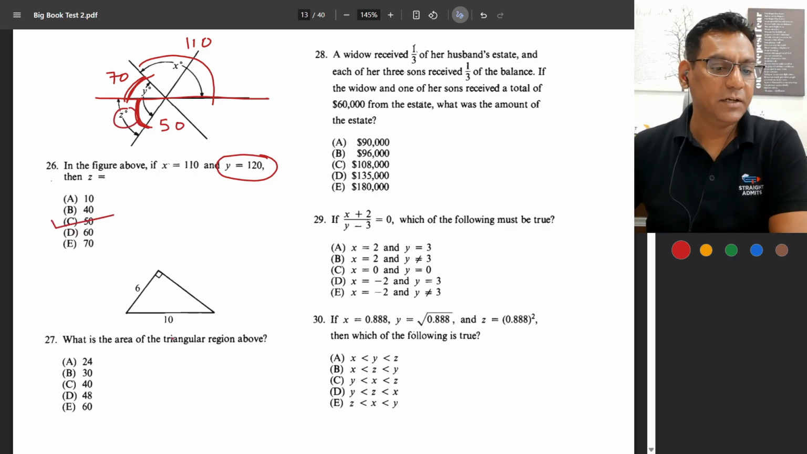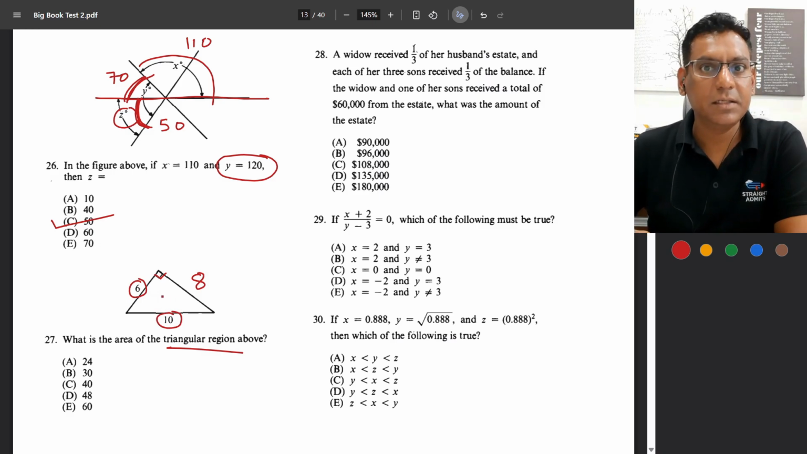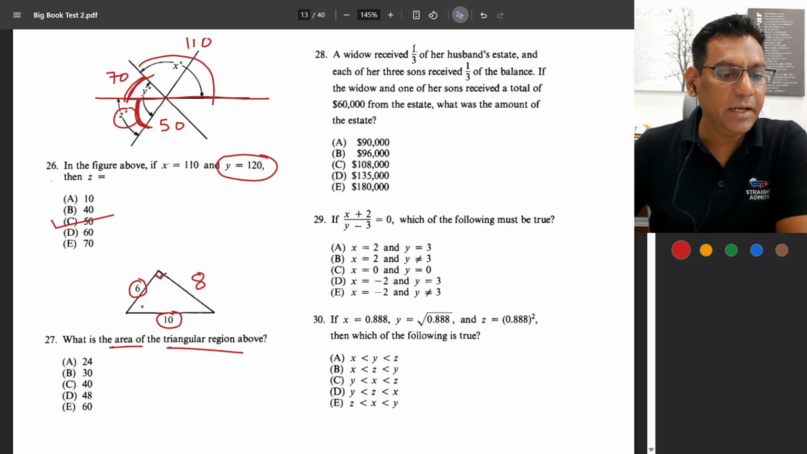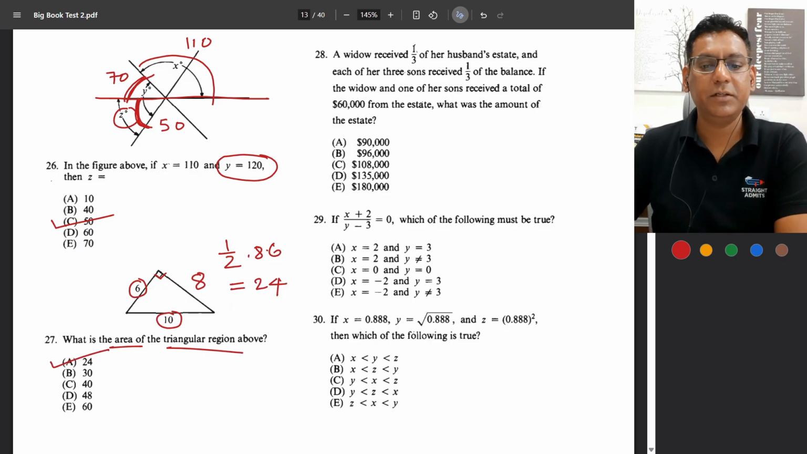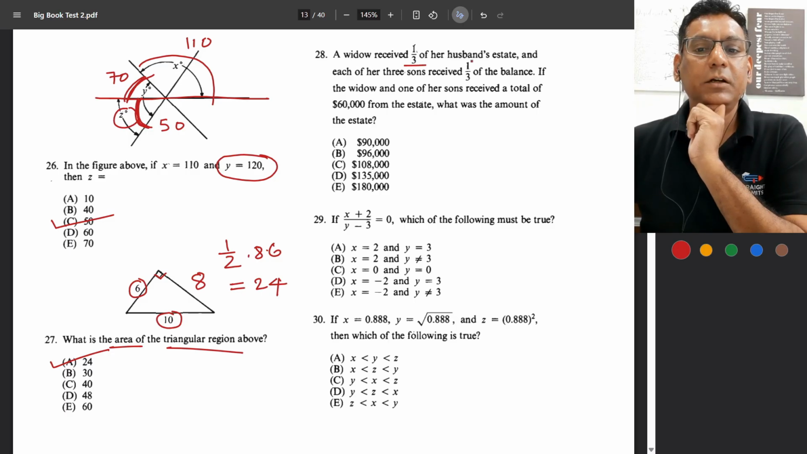Pretty straightforward. What is the area of the triangle region above? Again, Pythagorean triangle 6, 8, 10. You can also do it the Pythagorean way. 10 square minus 6 square, that means 100 minus 36, you get 64. Root of that is 8. You get 8 here. What is the area here? Half of the base into height. So half into 8 into 6 is equal to 24. Very straightforward. Okay, a widow received one third of her husband's estate.